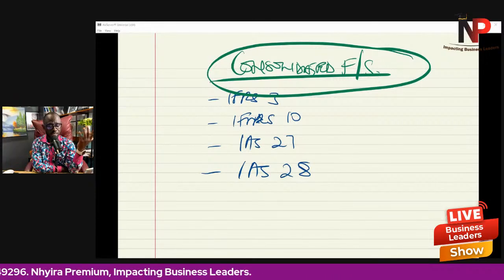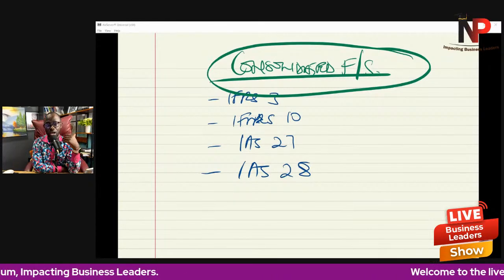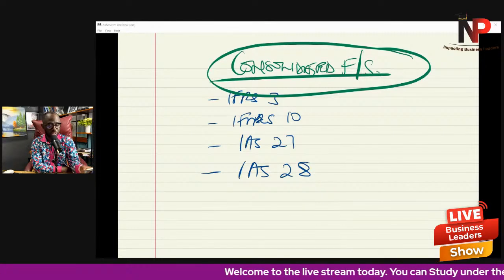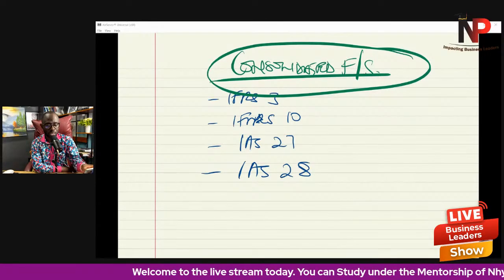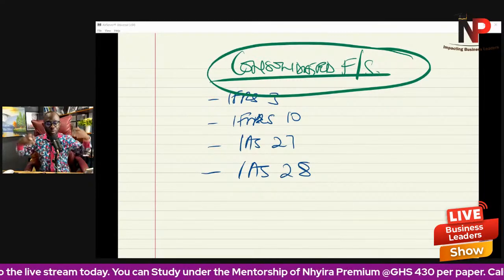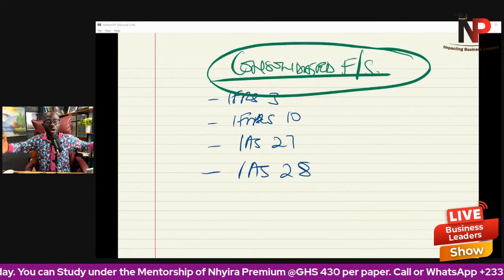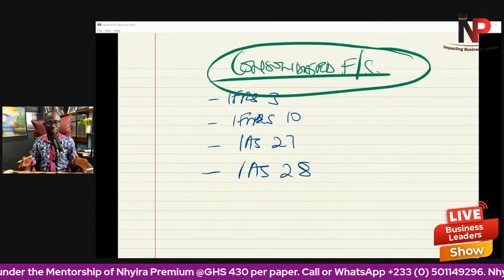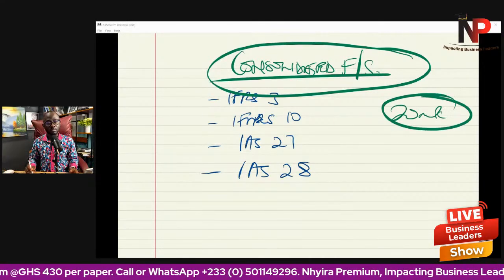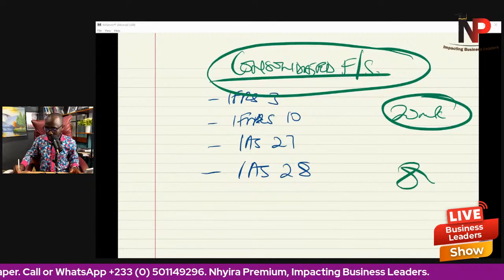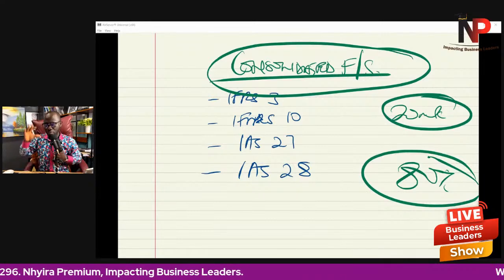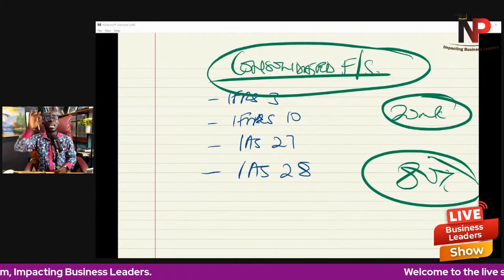And they sit in the class and they are always anxious. They are always panicking. They are like, Nhyira, when are we doing consolidation? When are we doing consolidation? And some people literally call me and ask. And I'm like, relax. That is a 20-mark area in the exam. So relax. Let's do the 80 marks first. Then later on, we can deal with that, because consolidated financial statement requires a lot of time.